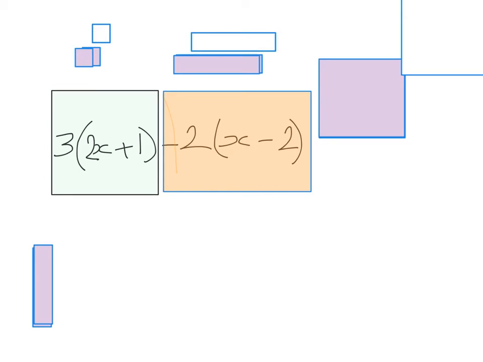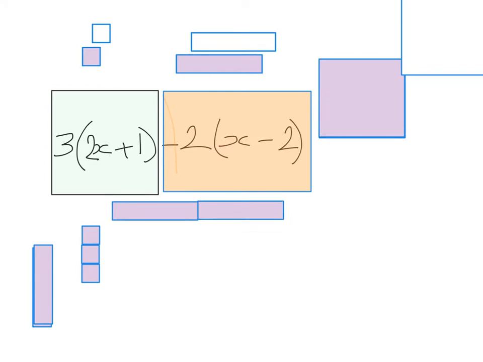We're only going to focus on the green one first of all. So if we have a look at what we've got there, we've got 3 multiplied by 2x plus 1. Hopefully we're confident of doing that. We should have 3 multiplied by 2x plus 1. We split it up here, multiplying it together. We need a rectangle here that is 3 by 2x.